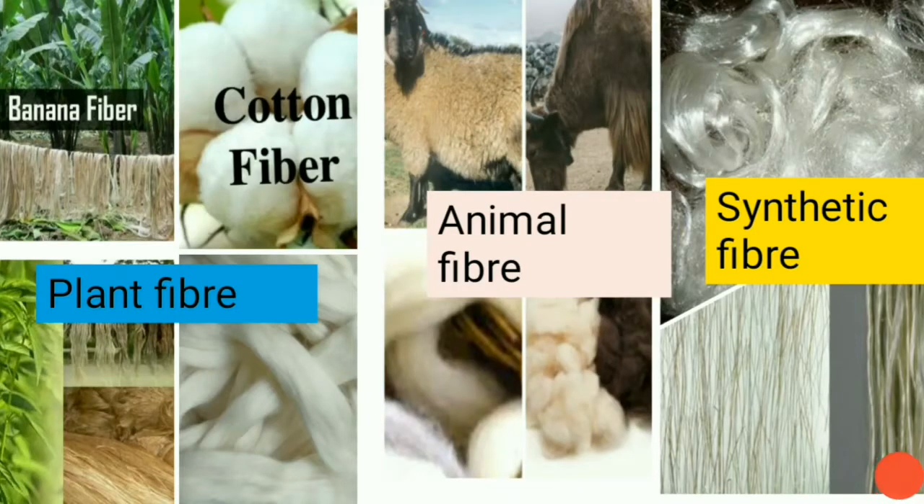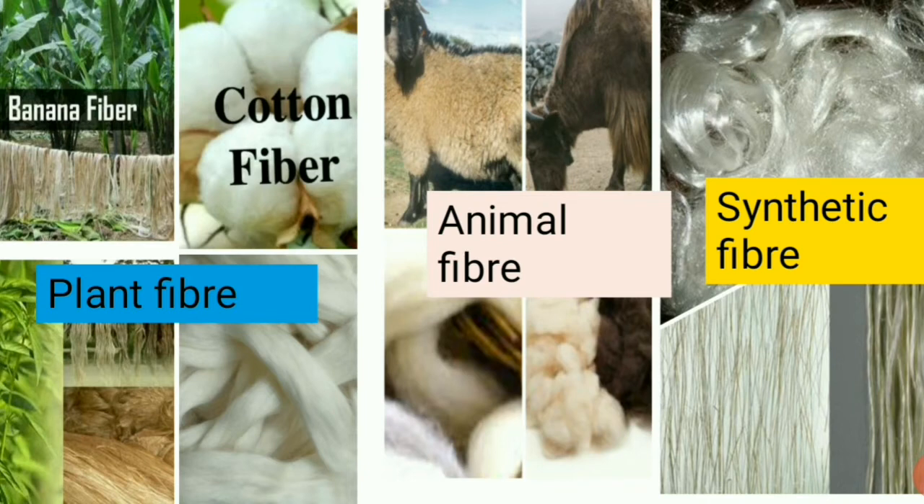What is fiber? A fiber is a long thin thread of material. Fibers are divided into two types, that is natural fiber and synthetic fiber. Natural fibers are obtained from plants and animals such as jute, cotton, wool, etc. Synthetic fibers are synthesized in laboratory and are called synthetic fibers, that is terylene, terrycotton, acrylic, etc.